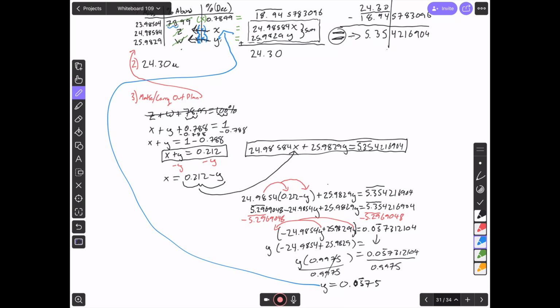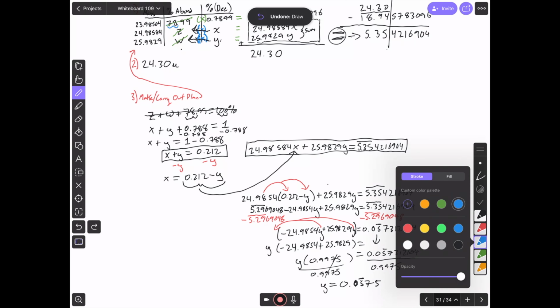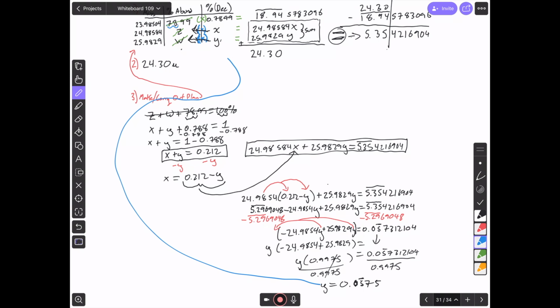But we need x, right? We need x. Oops, I pointed that to the wrong one. Let's go back. It's y, not x. Y. Okay, I need x still. So if I plug in my y into this equation here, I can solve for x, can't I? Actually, easier to plug it back into this equation here, right? So if I plug it into the y there, I can easily solve for x.